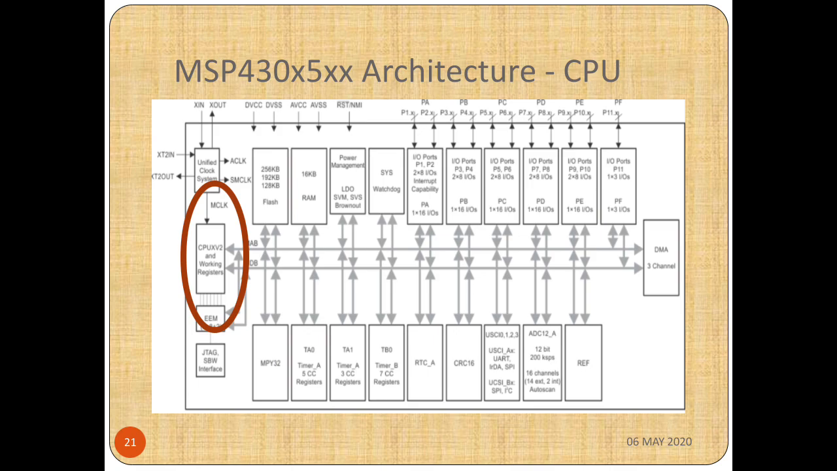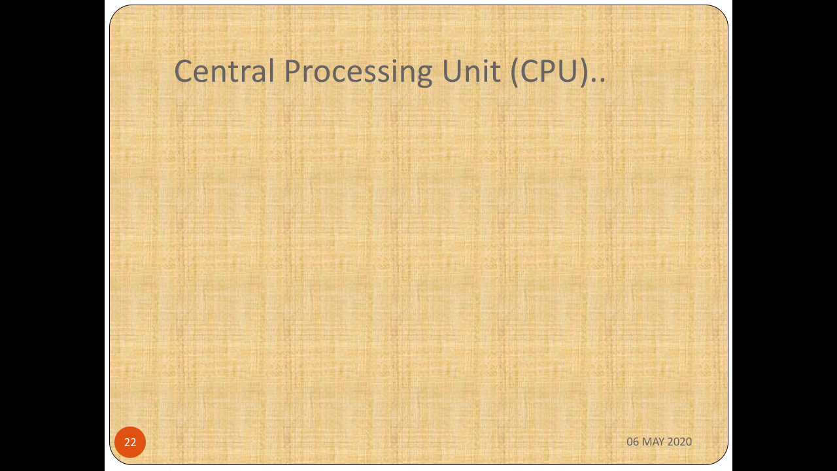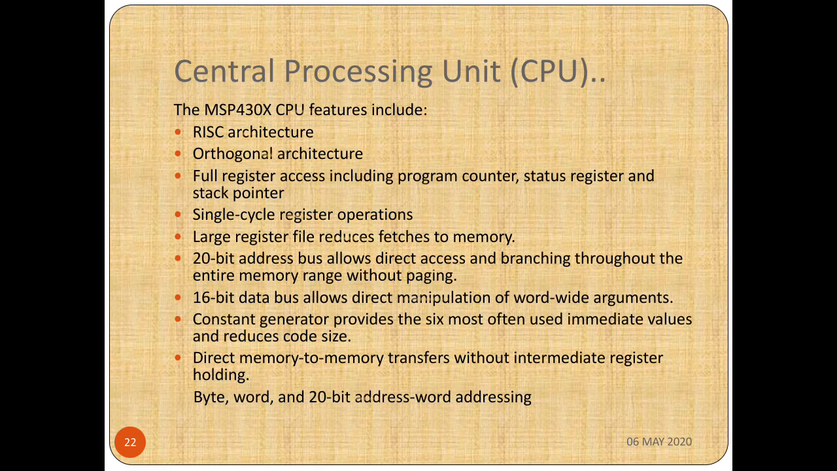Next, CPU, Central Processing Unit. The MSP430 X5xx operations depend on the Central Processing Unit. This Central Processing Unit can monitor and control the operations of all the ports and all the components present in a processor. It has an arithmetic and logical unit, which can perform arithmetic operations and logical operations. Coming to the features of this CPU, it is a reduced instruction set architecture.